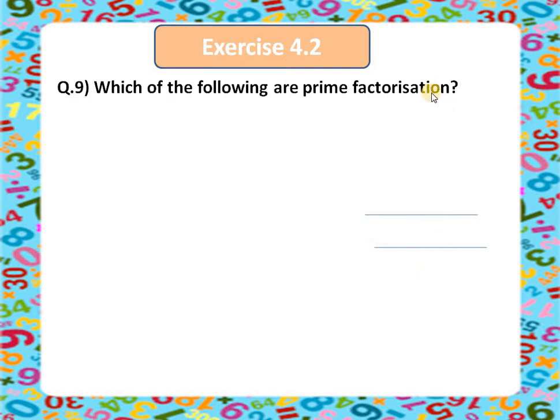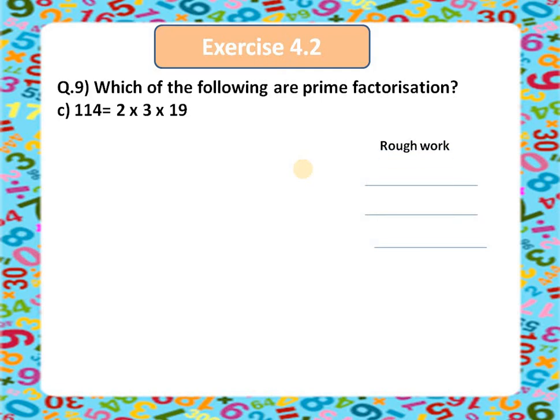Again, question number 9, which of the following are prime factorization? In that we are going to do C part. 114, 2 multiplied by 3 multiplied by 19. So you will look at the numbers to see whether all the numbers are prime or not.